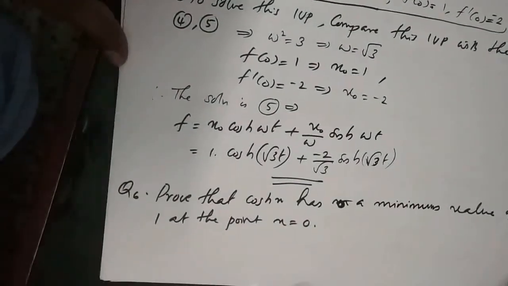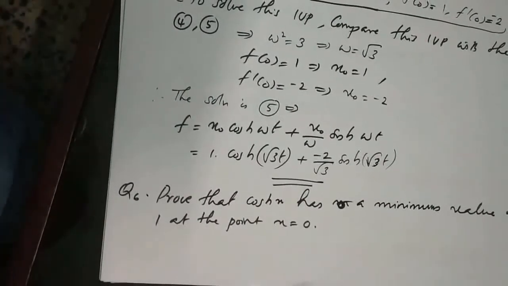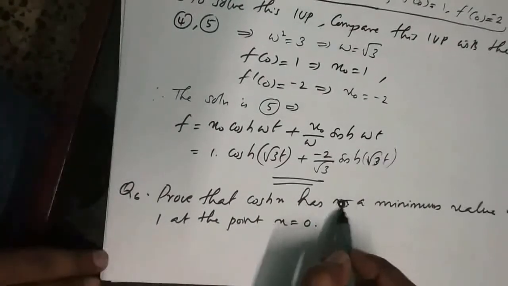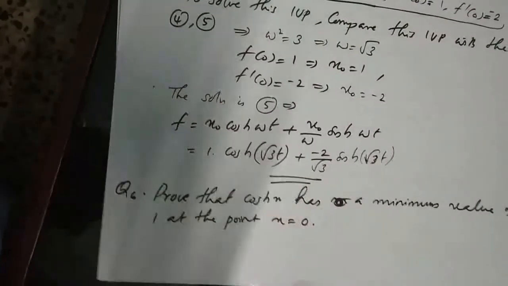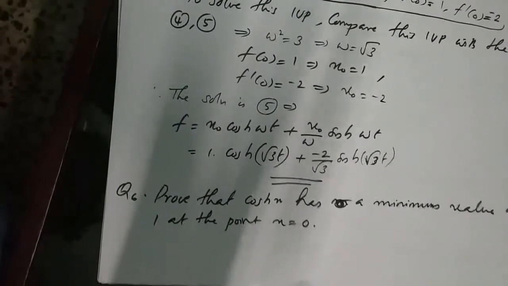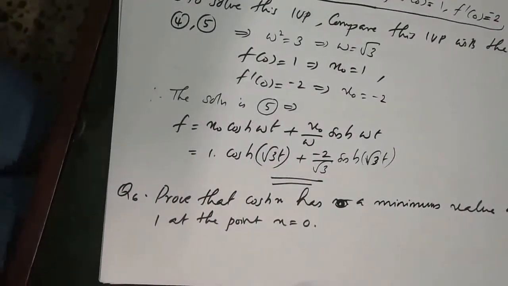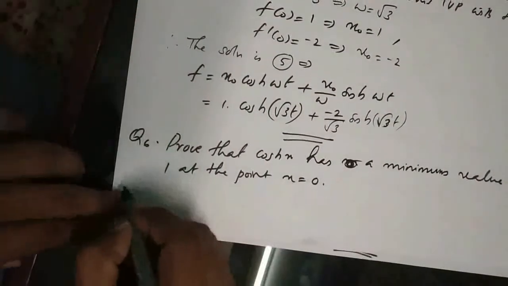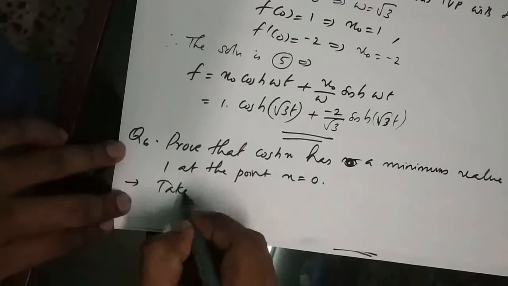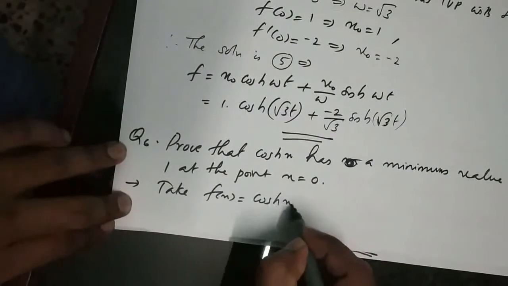So the problem is we need to prove that the cosh x has a minimum value of 1, so the minimum value 1 at the point x equals 0. So how to prove this? To prove this, take f of x equal to cosh x.